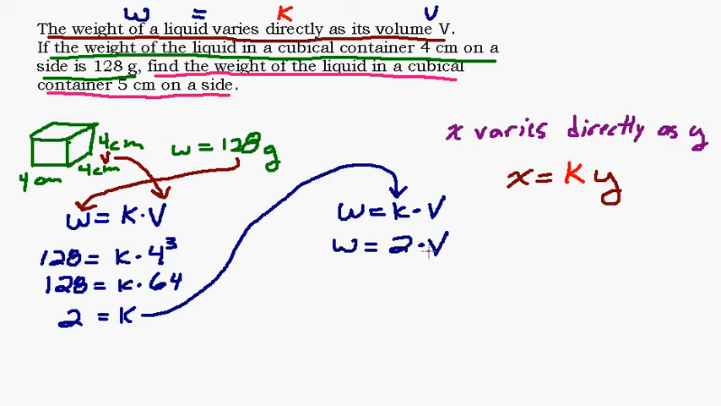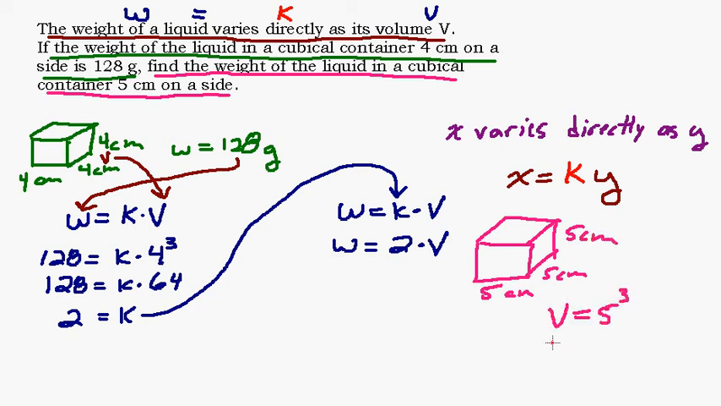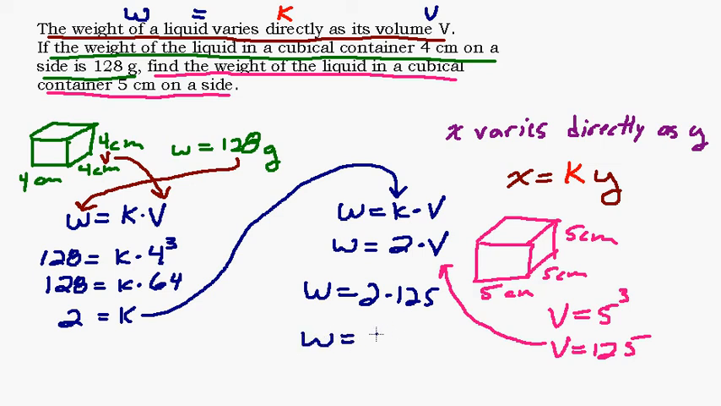So now all we have to do is figure out V, and now we've got a cubical container 5 centimeters on a side. So I've got another cube, and now it's 5 centimeters on each side, so you don't have to draw the picture to get this. What would the volume be if it was 5 centimeters on a side? 5 times 5 times 5. 5 to the third power. So I know the volume of this is 5 to the third power, which is 125. So I'm going to plug that in up here, and then I'll be able to determine the weight. So I know the weight equals 2 times 125, which is 250.